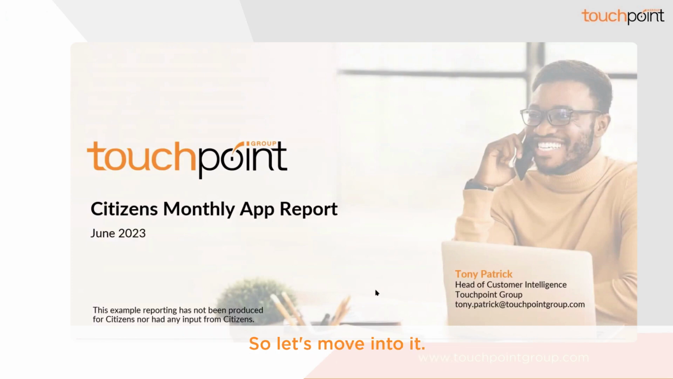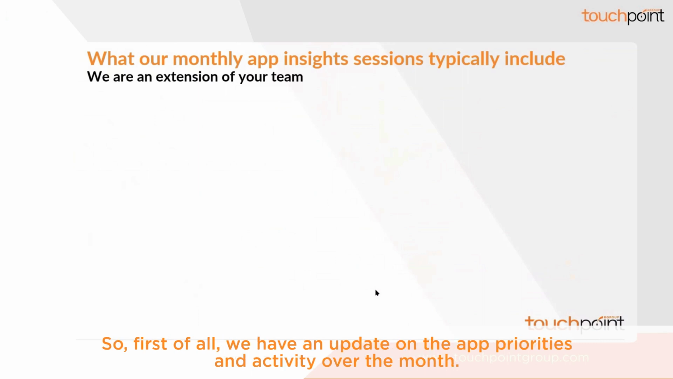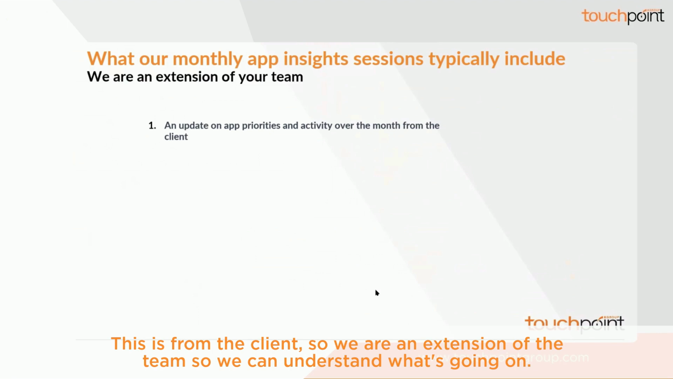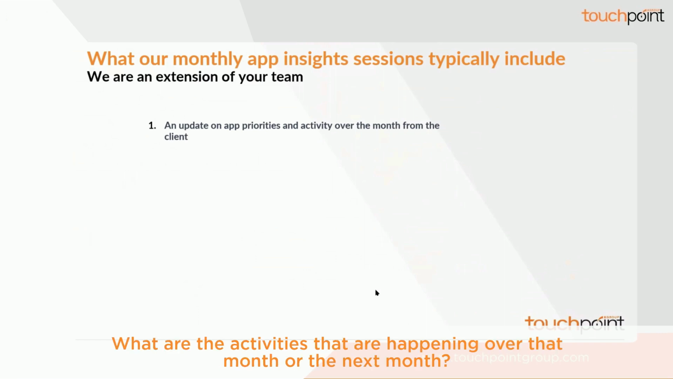So let's move into it. First of all, what do these monthly sessions include? First of all, we have an update on the app priorities and activity over the month. This is from the client. So we are an extension of the team, so we can understand what's going on. So what should we focus on? What are the activities that are happening over that month or the next month?